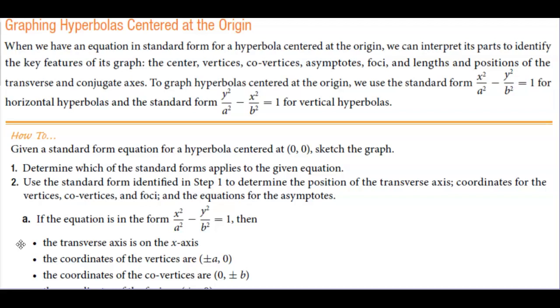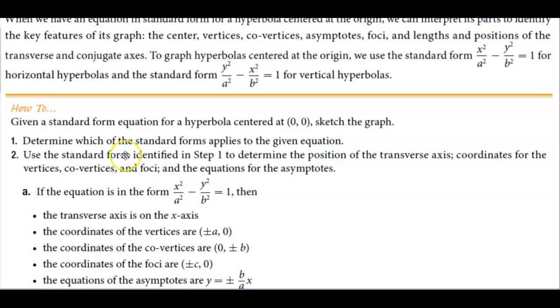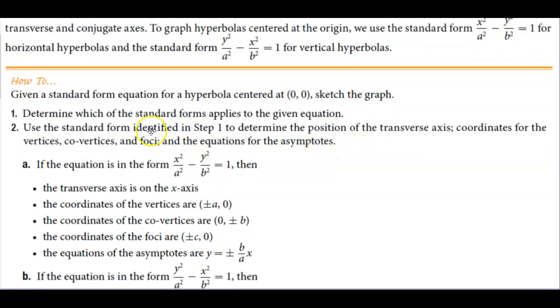To graph hyperbolas centered at the origin, we use the standard form x squared over a squared minus y squared over b squared is equal to 1 for horizontal hyperbolas, and the standard form y squared over a squared minus x squared over b squared is equal to 1 for vertical hyperbolas. Now, given a standard form equation for a hyperbola centered at 0, 0, we want to sketch the graph. First, we have to determine which of the standard forms applies to the given equation.